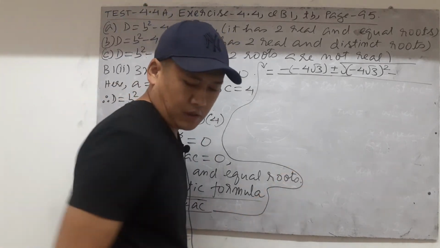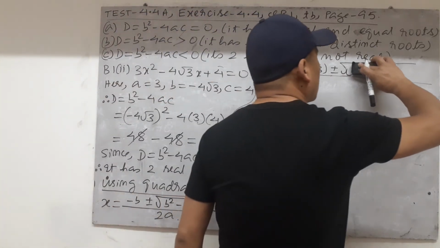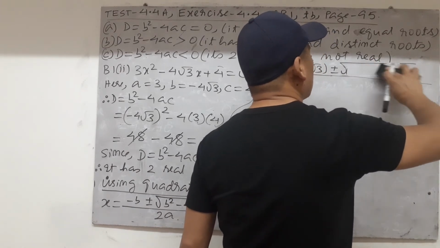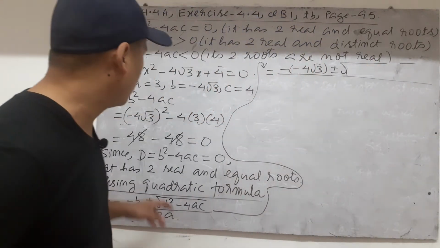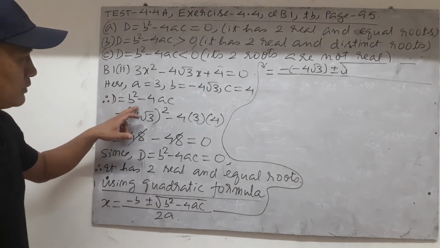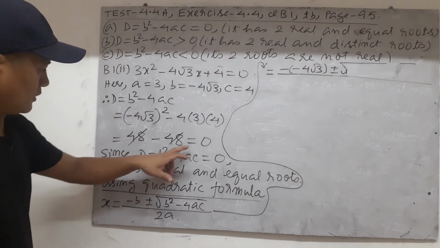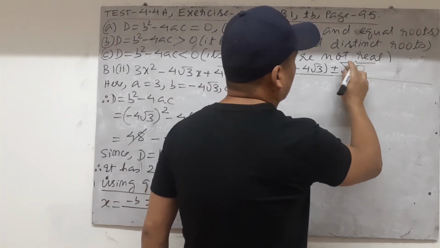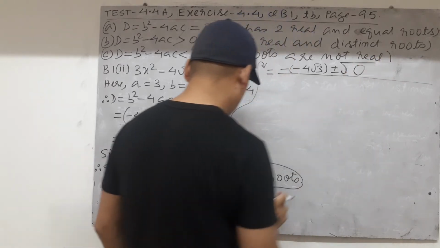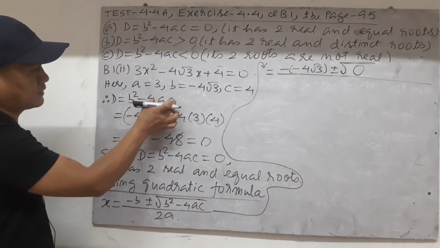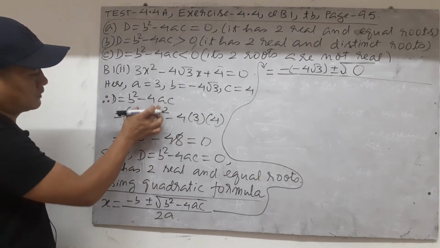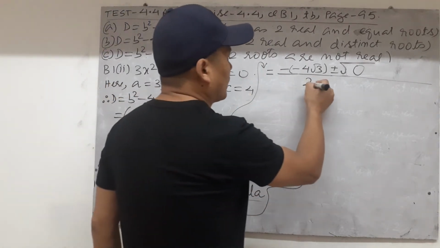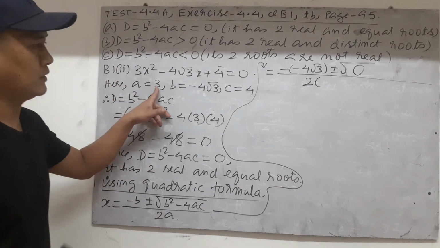You can shorten it if you want. Because this question is about the nature of roots, we would have already found the value of D. So go and see D, b square minus 4ac. Here it is 0. So instead of wasting time calculating again, you can just put the value under the root, since b square minus 4ac is exactly this one, which is 0. Put that 0 divided by 2 into a, and 2 into a is here 2 times 3.